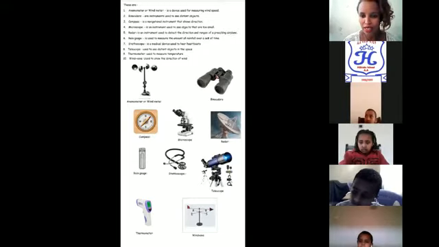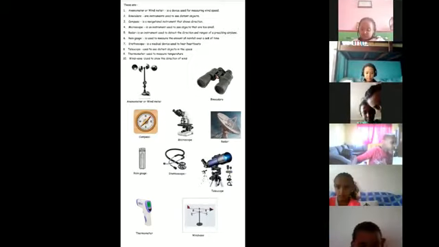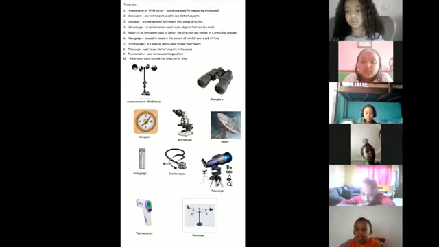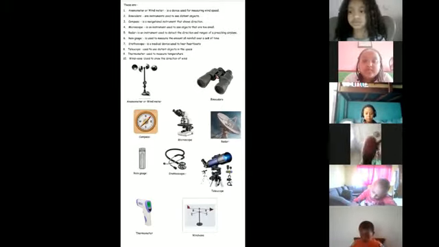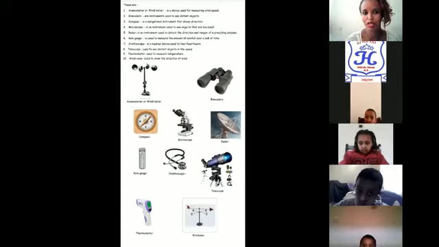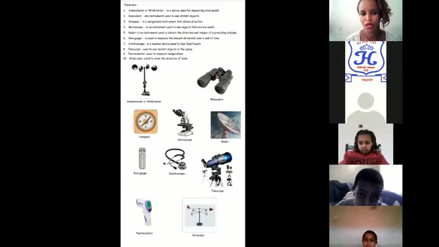We have been seeing the anemometer. Another name for anemometer is wind meter. A device used to measure the speed of wind is called a wind meter or anemometer. The second one is binocular. A binocular is an instrument used to see distant objects. You can see the picture here.